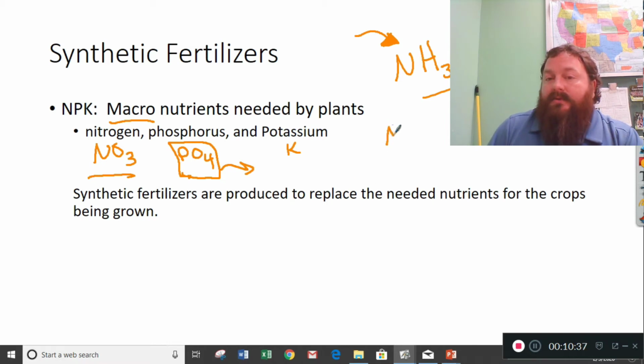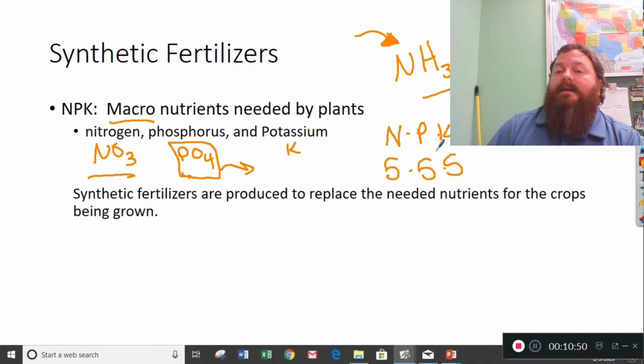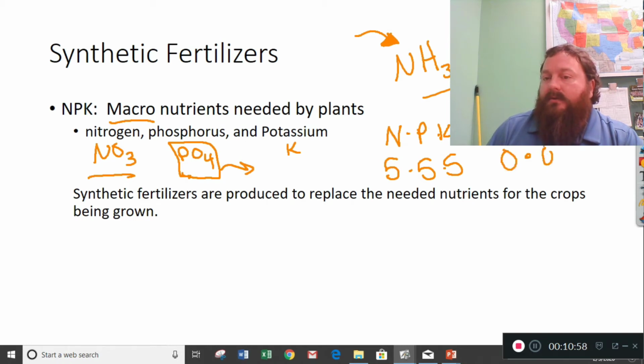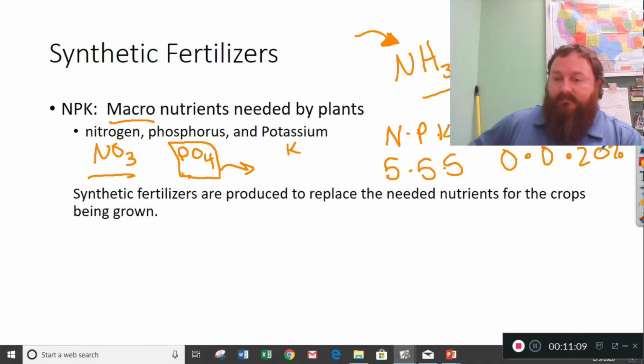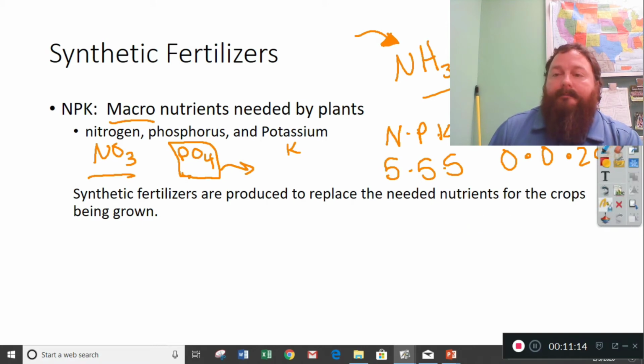What we can do with the NPK numbers is we can tailor the fertilizer specific to what we need. So say we're using a 5-5-5 fertilizer. That means it's going to be 5% nitrogen, 5% phosphorus, 5% potassium. That would be if we need a general application. Say that we have a crop that's using high amounts of potassium, but not really nitrogen or phosphorus. Now we can do a 0-0-20 for potassium. That means that of that fertilizer, 20% of it is going to be potassium. There's no nitrogen, no phosphorus in it. So we can, again, replace the nutrients that are needed for the specific crops. This is what allowed us, again, to monocrop with it.